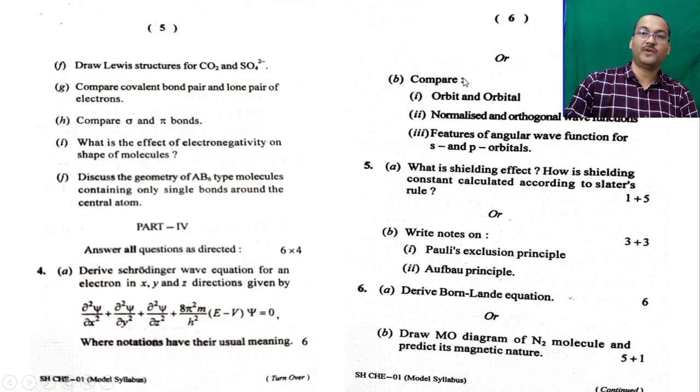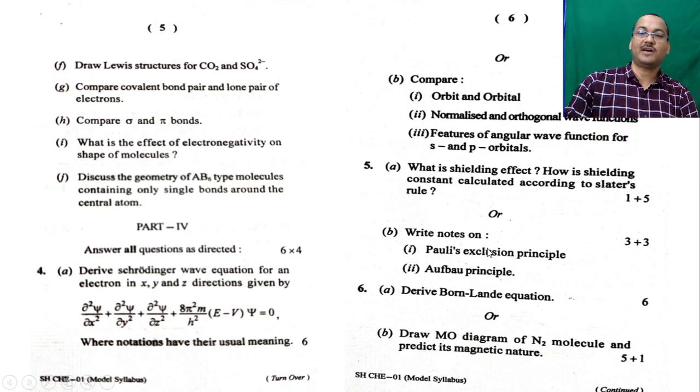Then you need to compare orbit and orbital. So what is the orbit and what is orbital? Normalized and orthogonal wave function. Then features of angular wave function for s, p orbitals. Next question, what is shielding effect? What is shielding constant calculated according to Slater's rule?